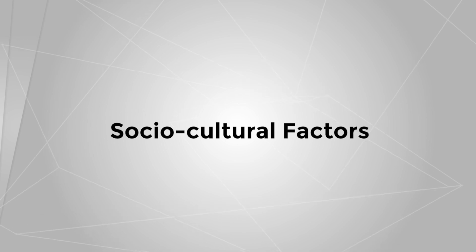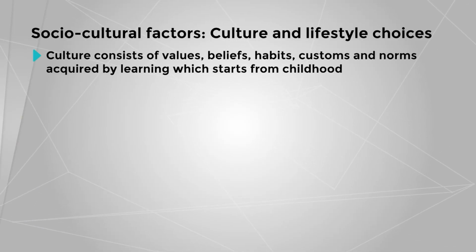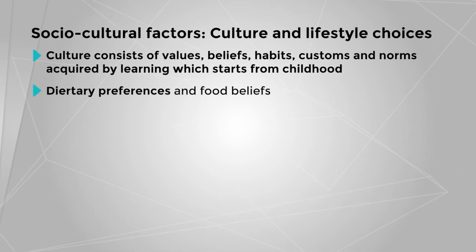Next, we come to socio-cultural factors. Socio-cultural factors affecting health include race, ethnicity, gender and sex roles, immigration status, acculturation, social networks and social support, and psychosocial work environment. Culture consists of values, beliefs, habits, customs, and norms acquired by learning, which starts from childhood. Dietary preferences and food beliefs have close connection with ethnicity and culture.